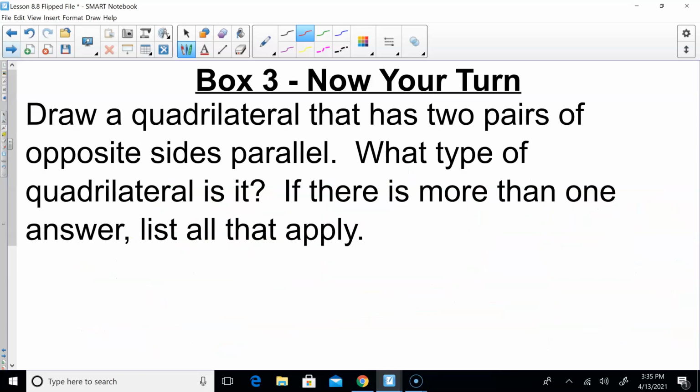So right now you can draw a line in your notes, write down box 3, now your turn. Your goal right now, the first one, I want you to draw a quadrilateral that has two pairs of opposite sides parallel. What type of quadrilateral is it? If there's more than one answer, can you list all that apply? Because we know that a square can be a rectangle, but a rectangle can't be a square, there are other shapes that could qualify that have two pairs of opposite sides parallel. Good luck.